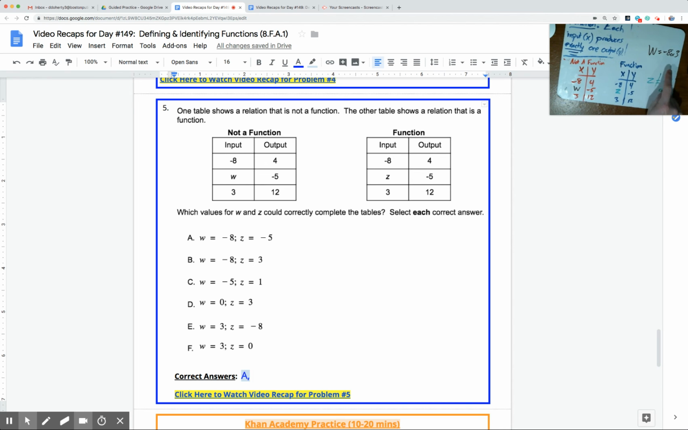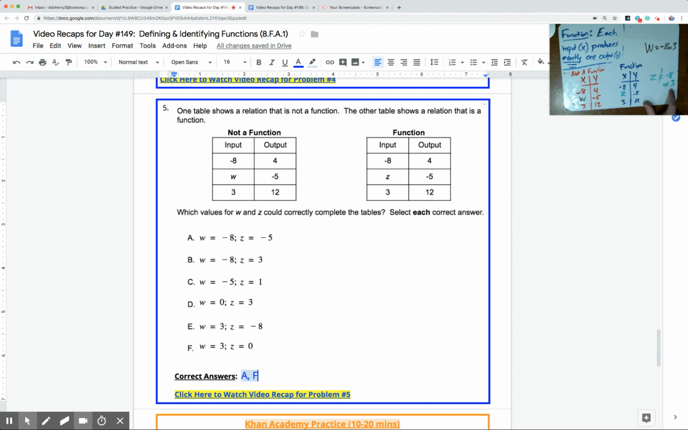Same for D. But then we see E and F at least give us a w of 3, one of the possibilities we like. E doesn't work because it says z is -8, but F says z is 0. That works for us. A and F are the only two possibilities that work here. Again, this is really just application of the fact that w has to be -8 or 3. z cannot be -8 or 3.